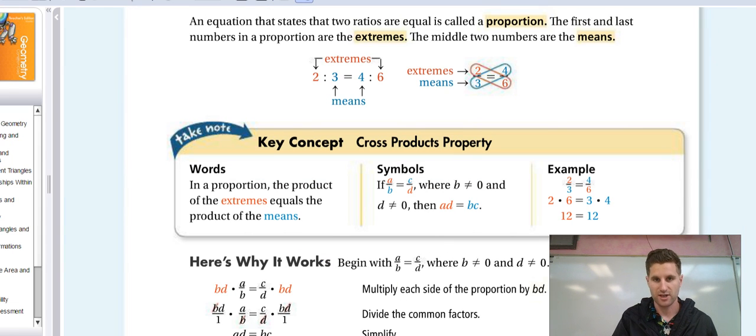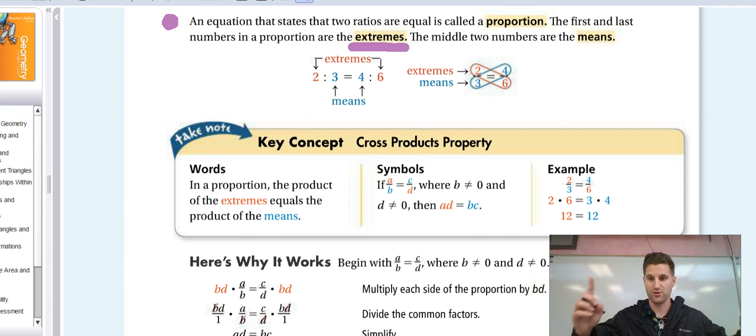Another key concept we want down: an equation that states that two ratios are equal is called a proportion. We're going to see a lot of examples of proportions here. The first and last numbers in the proportion are called extremes. I think of them as extremes because they're on the furthest points, really far on the outside, and the inside ones are the means. So we have here 2 to 3 is equal to 4 to 6. 2 and 6 are the extremes, and 3 and 4 are the means.